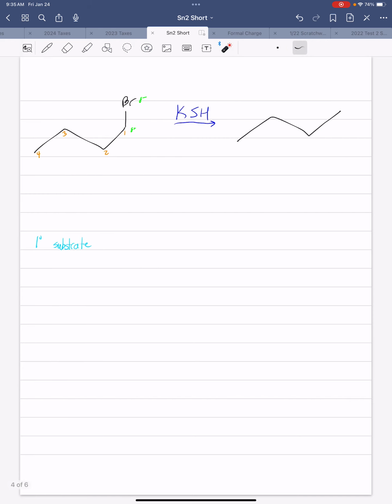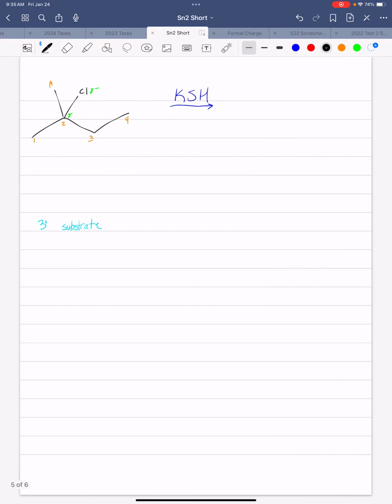Here we're dealing with what we call a primary substrate. It's primary because the alpha carbon is directly connected to just one other carbon. The thiol is going to attack carbon 1. We're going to kick off our leaving group, and our nucleophile is going to take the place of our leaving group.